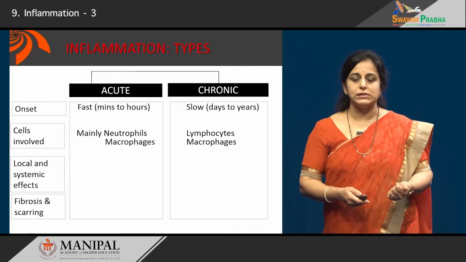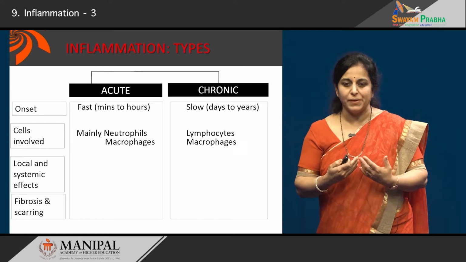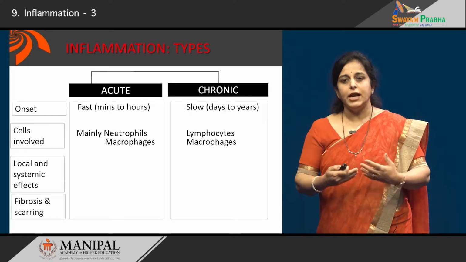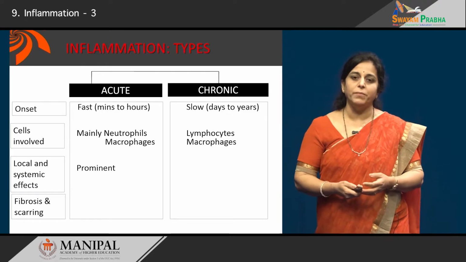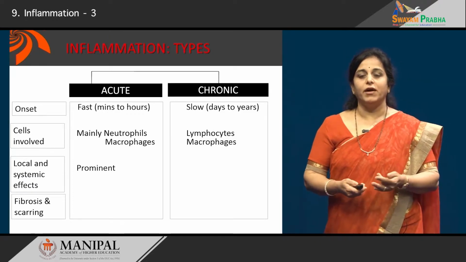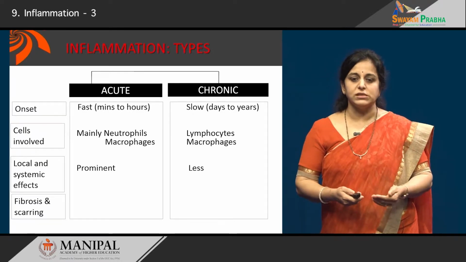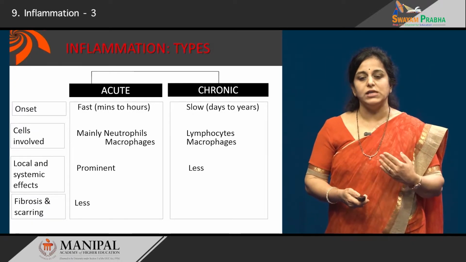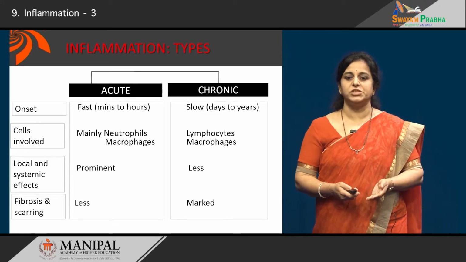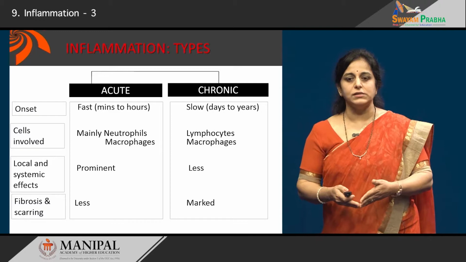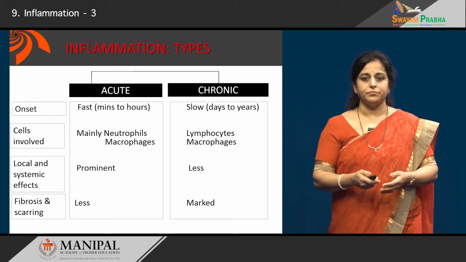Now, the local and systemic effects. When there is acute inflammation of a part of a body, for example sore throat, in addition you have fever and other systemic signs which are prominent in acute inflammation, while in chronic inflammation it is much less. Fibrosis and scarring is a feature that you see in chronic inflammation, but it is far less in acute inflammation. So, these are the basic differences between acute and chronic inflammation.